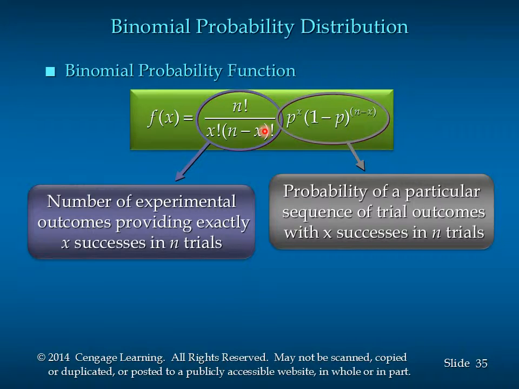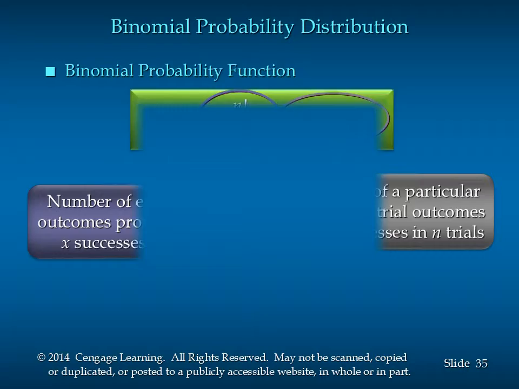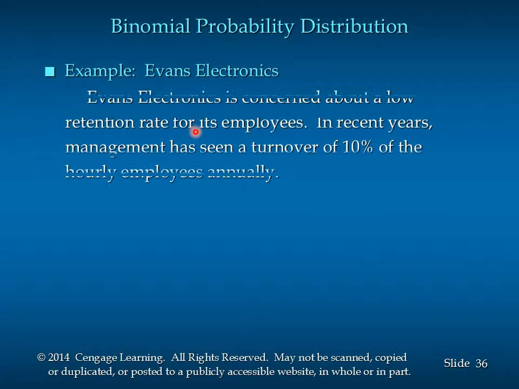Okay, and you come up with the binomial distribution. Or actually, let's be more specific: what is the probability that a value of X successes will occur in this case? Take an example.